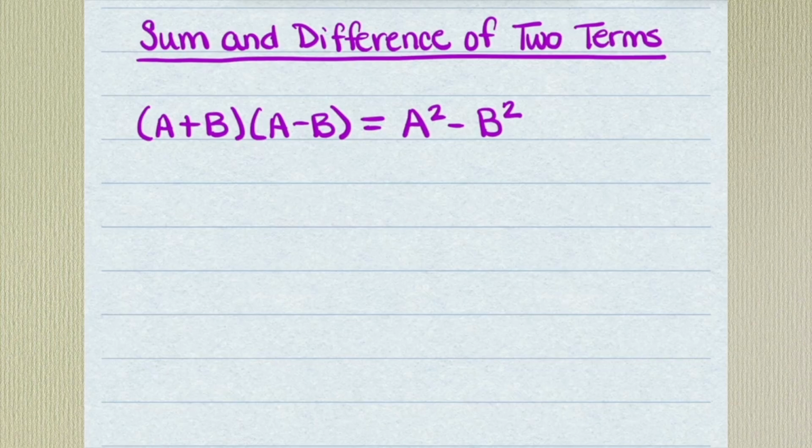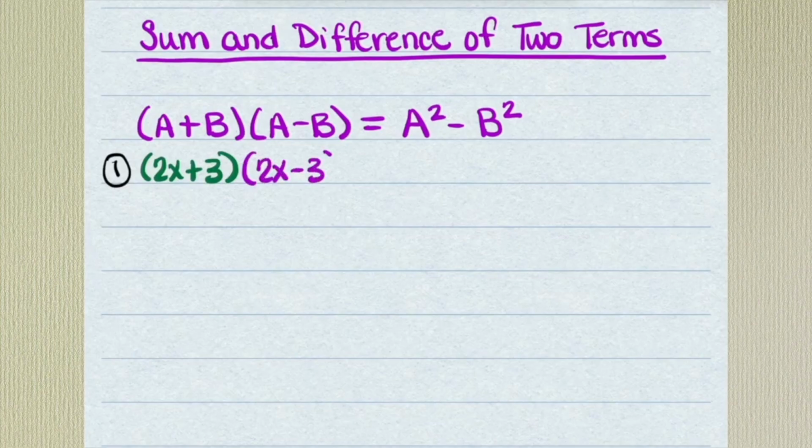For example, let me show you. Let's say you have 2x plus 3 times 2x minus 3. If we follow this, they say square the first term minus the square of the second term. So a is 2x, so take 2x and square it, and then subtract from that the second term, which is 3. So take 3 and square it.